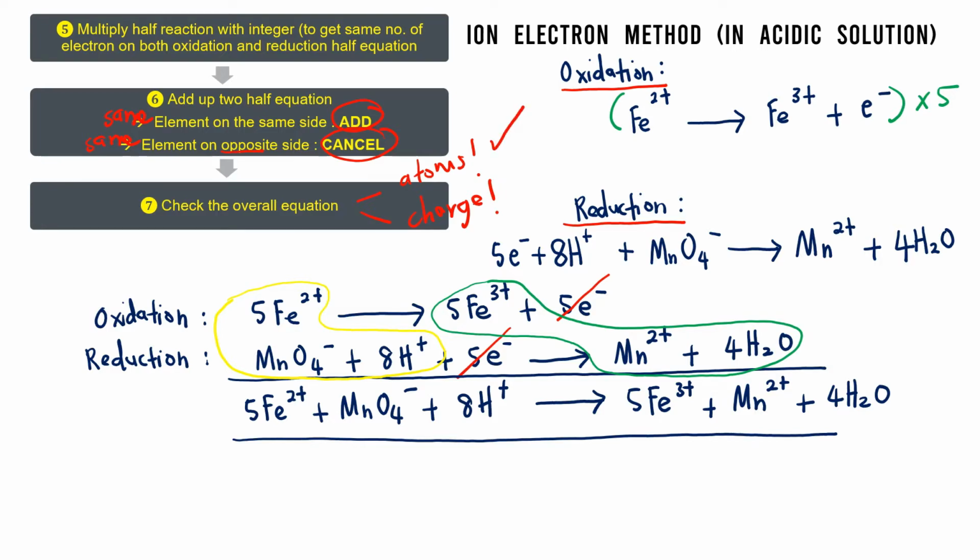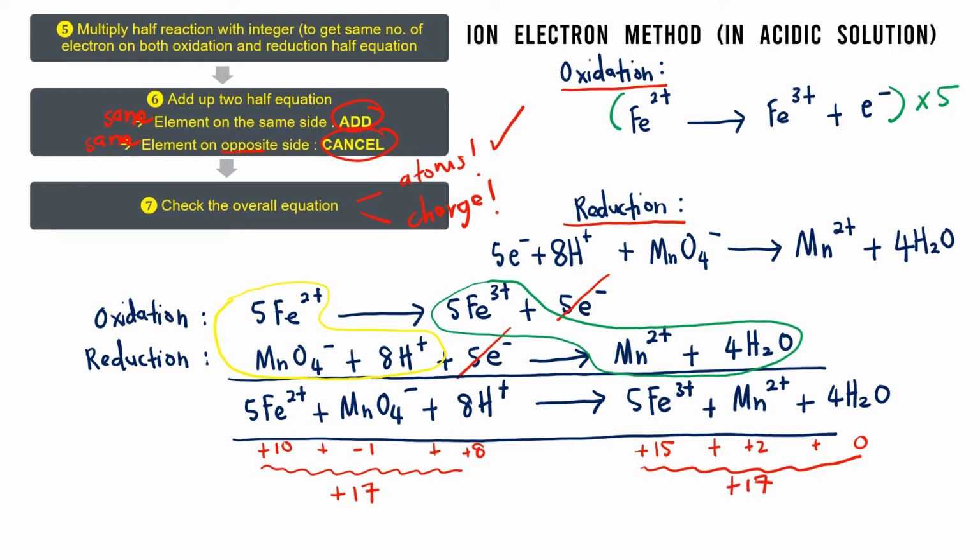Okay, so how about the charge? So for charge, here we have 5 times plus 2. So here will be plus 10. Okay, and then we have to add dengan negative 1 here and plus 8. Okay, so the total charge on the left will be plus 17. And for the right side of the equation, we have 5 times plus 3. So this will give plus 15. And then we have to add with plus 2. And here is 0. So the total charge here will be plus 17.